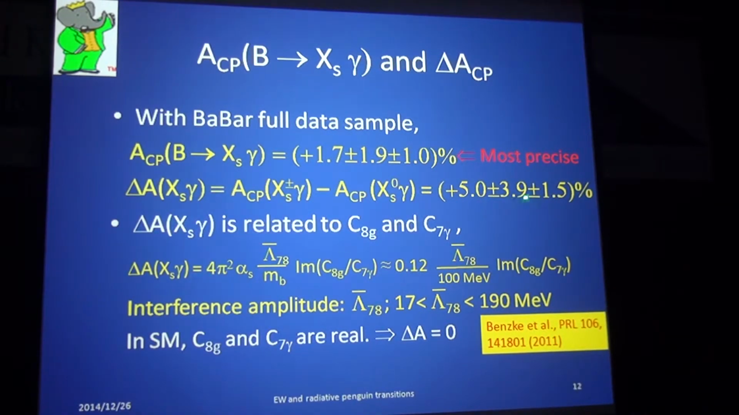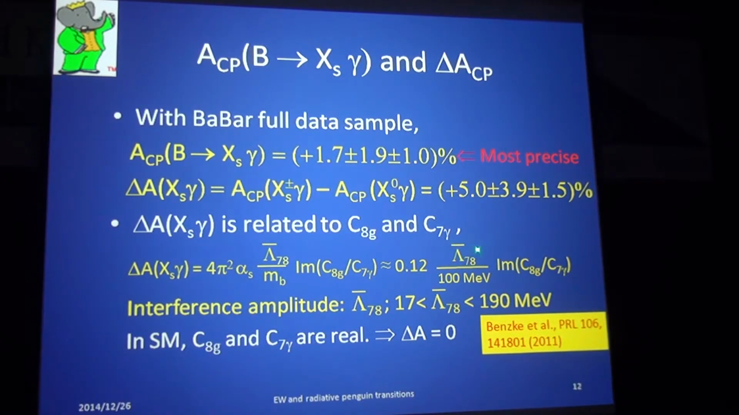However, theoretically, this CP asymmetry difference between the charged mode and the neutral mode is related to the Wilson coefficients C_8 and C_7, and the expression can be shown by this equation. Delta A is related to lambda bar 7a divided by the mass of the b quark, times the imaginary part of C_8 over C_7. And in the standard model, both C_8 and C_7 are real. So if you find this variable is not zero, that means there's some hint of new physics beyond the standard model. Then this equation can be expressed as this.